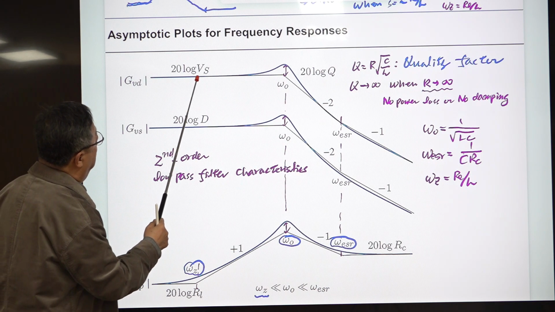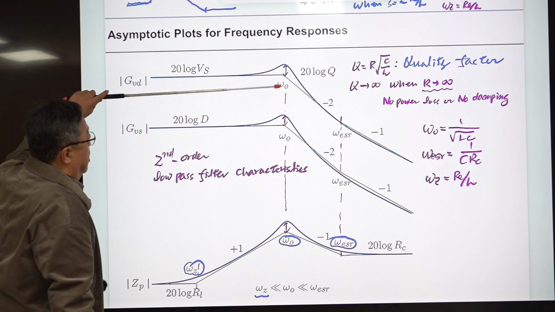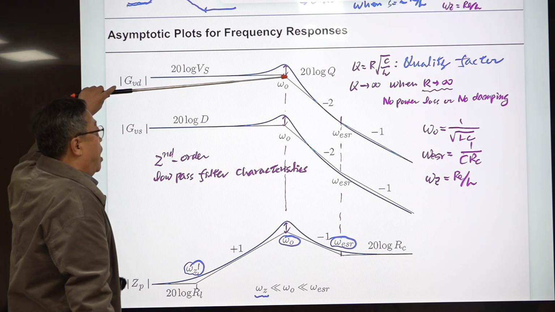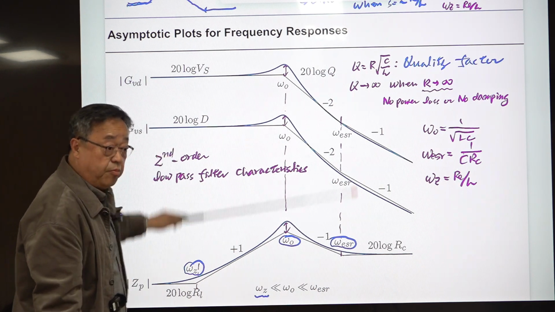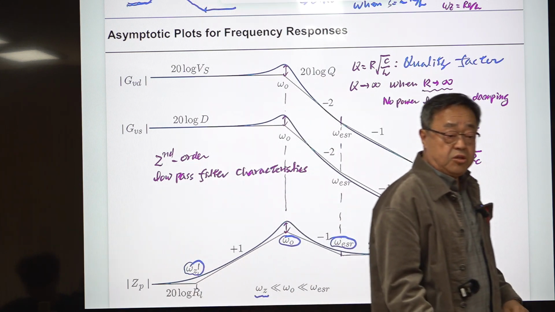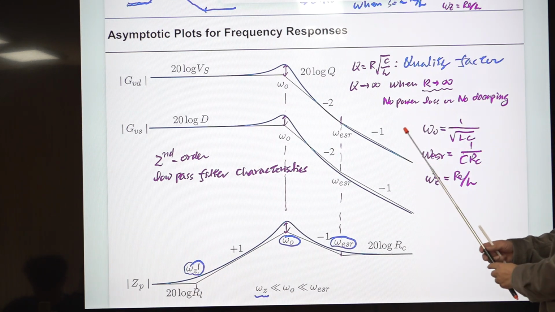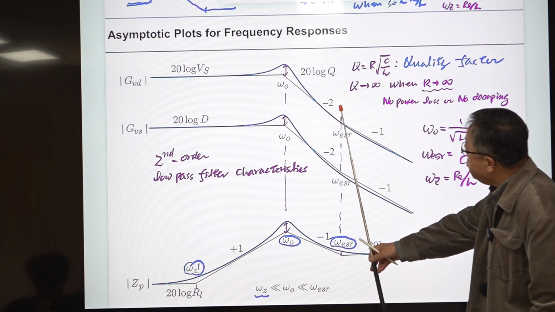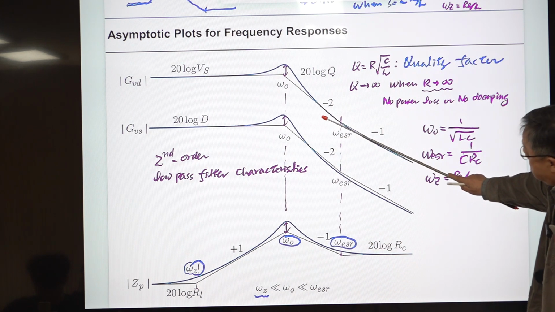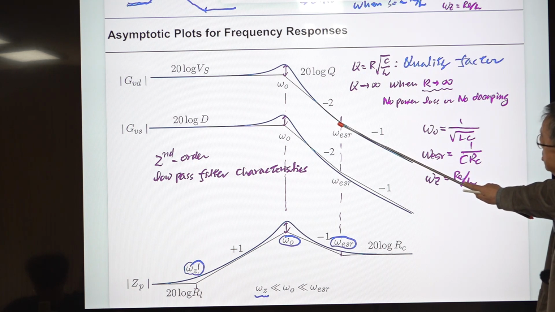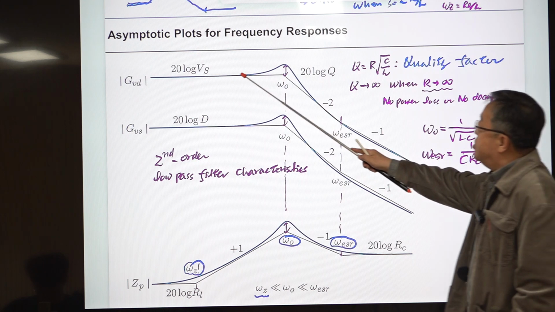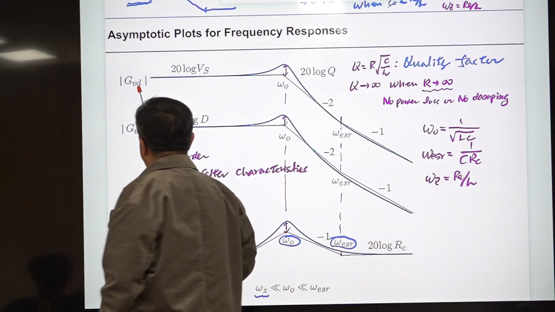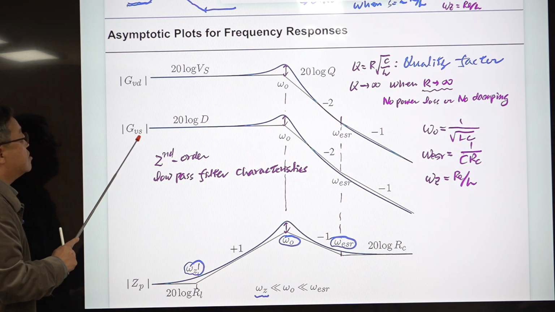The low frequency asymptote is here, and omega naught is the double pole. The slope changes from 0 to -2, and -2 means minus 40 dB per decade. Then there is an ESR 0. This is a 0, so the slope will be increased by 1. So the final slope is minus 20 dB per decade. This is the duty ratio to output transfer function.